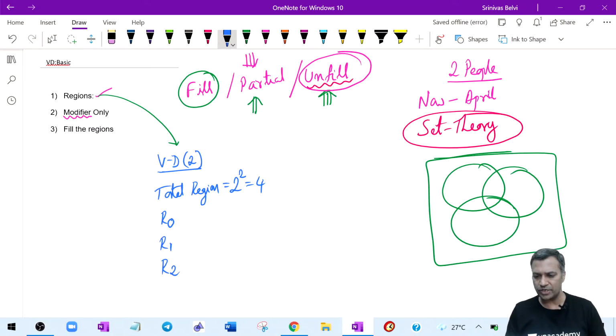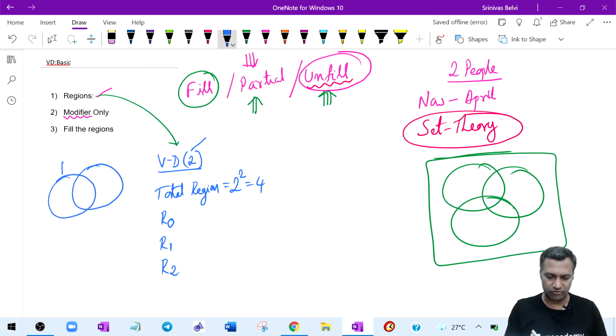What do you mean by that? Venn diagram for 2 means what? You are talking about a survey of two things. Assume a survey of magazine A and magazine B. Some of them may say that I don't read any of these magazines. Fair enough. Some of them may say that I read exactly one magazine. Some of them may say that I read both the magazines. Fair enough. That's what you mean by these regions.